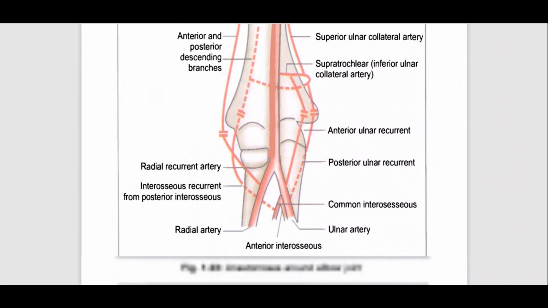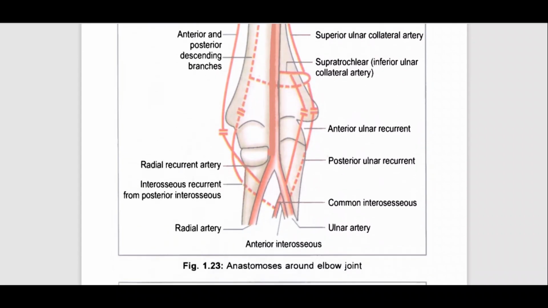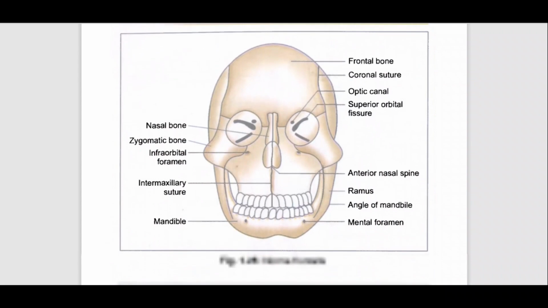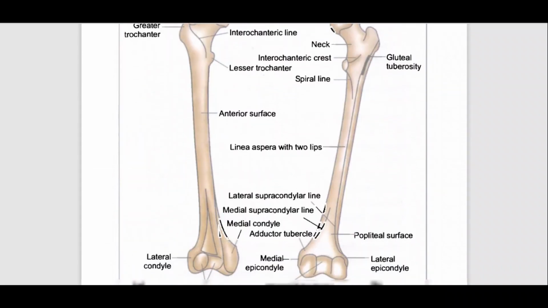इसके बाद है, now this is like just, this is anastomosis around your elbow joint.